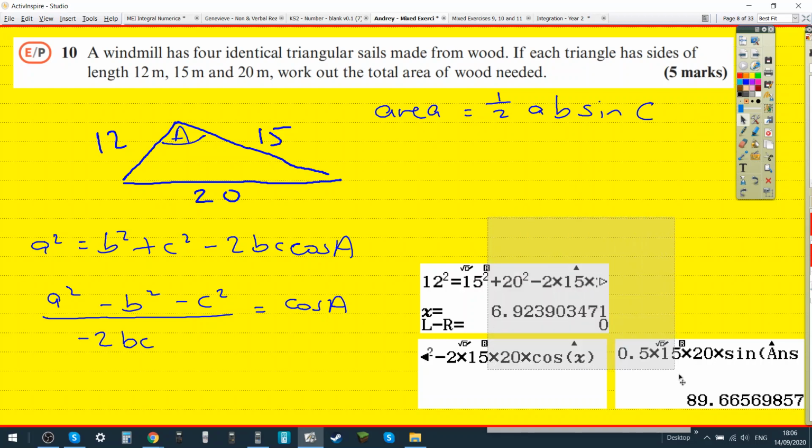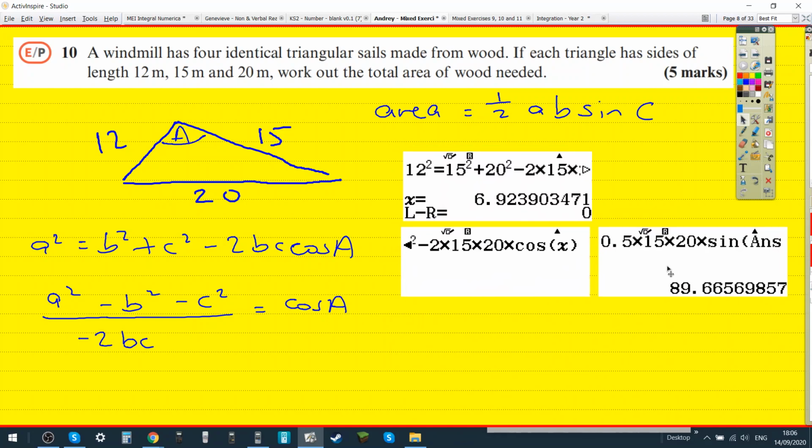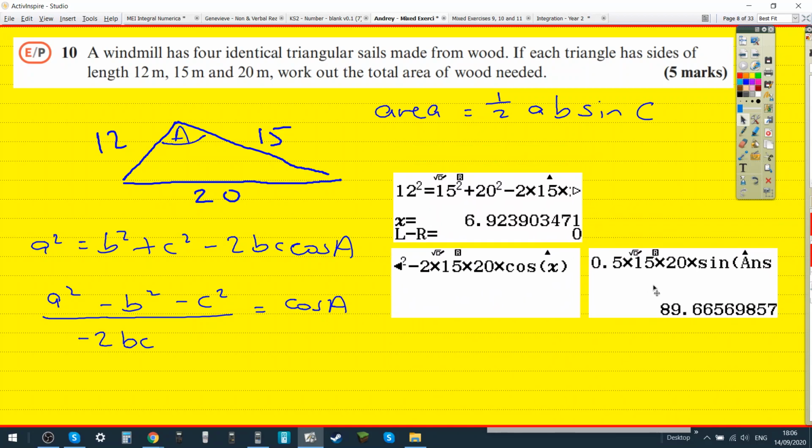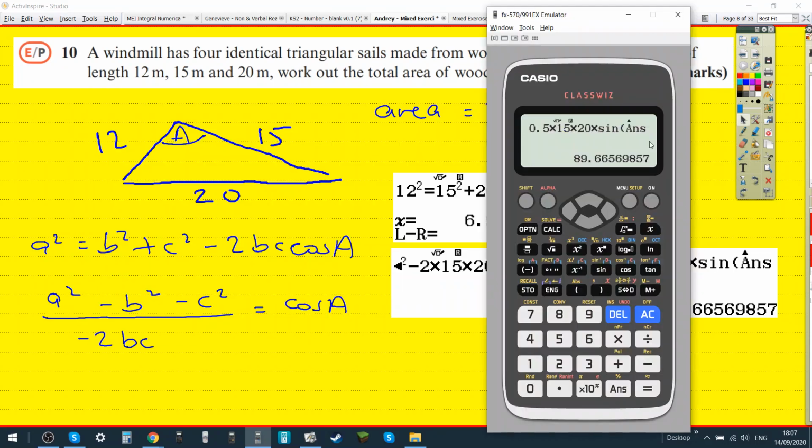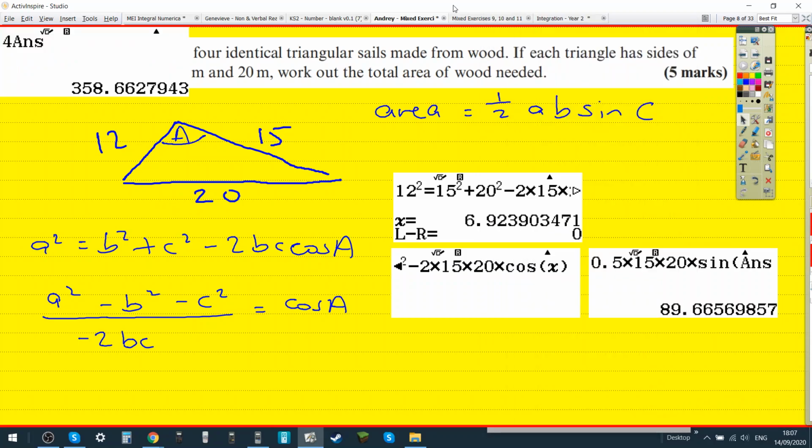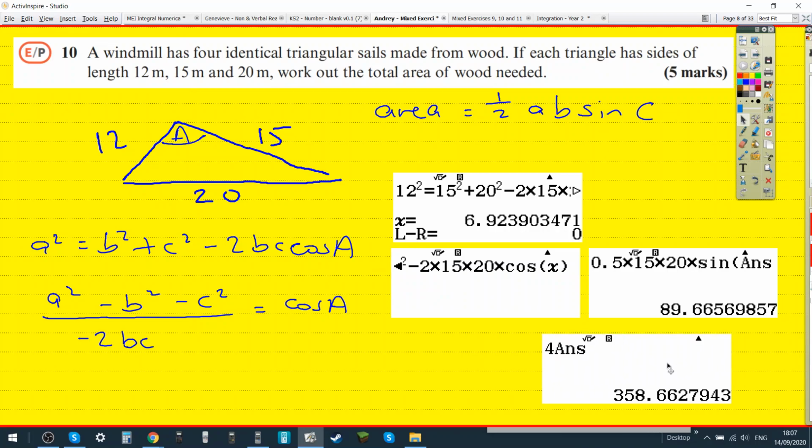Times it by 4. Why would you do that? I thought because it said four identical triangular cells, we had to do 4 times that area. Oh, you're right. And so, yeah, that'll be the answer.